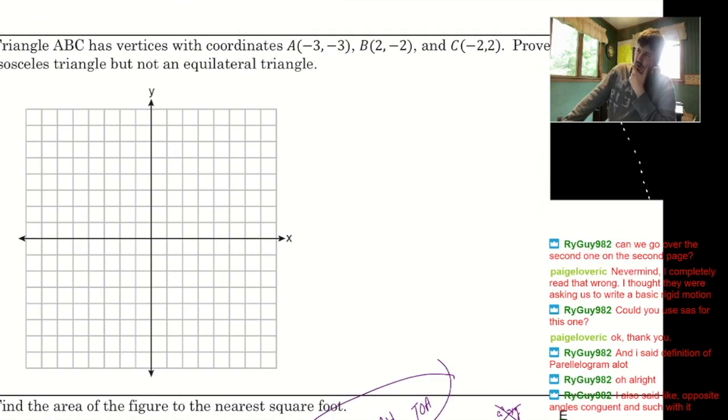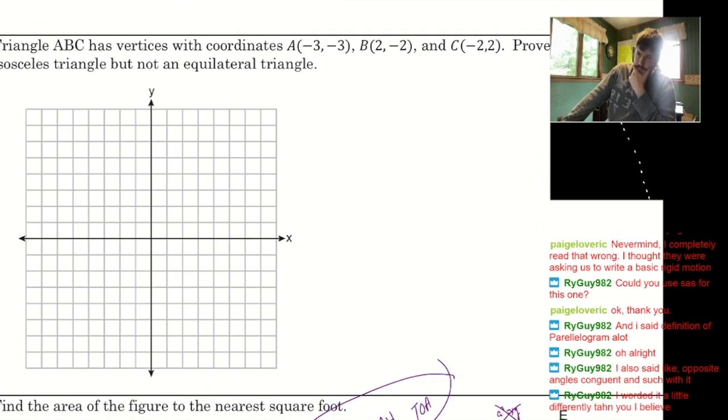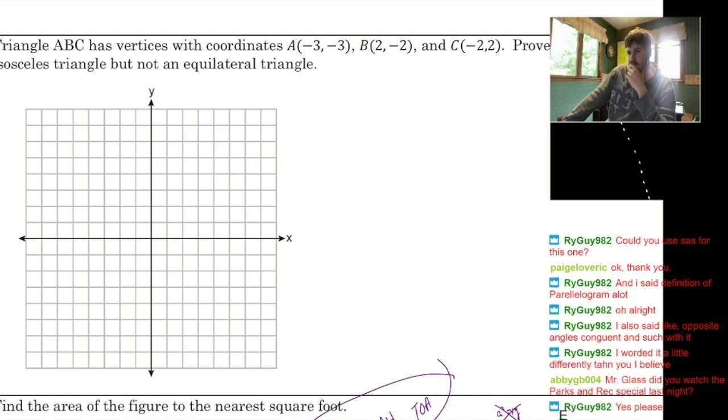This is the one that you wanted to see? No, Abby, I did not watch it. I apologize. Alright, let me graph these. -3, -3. Oops. Let's see.